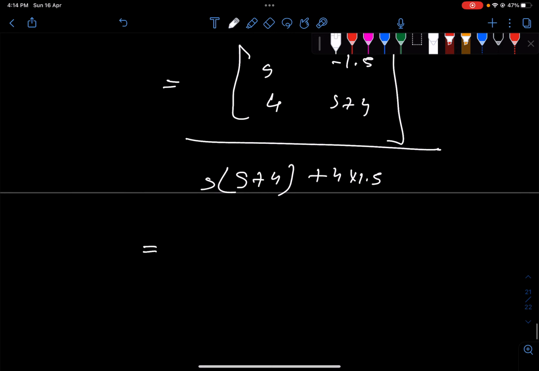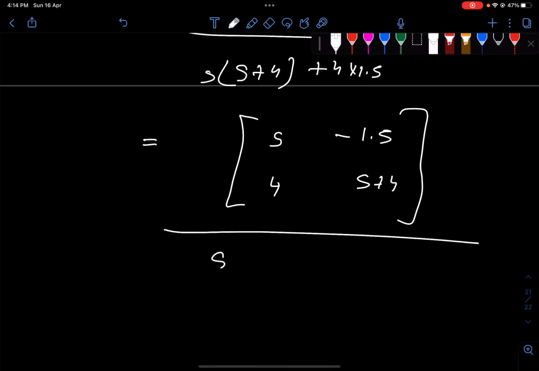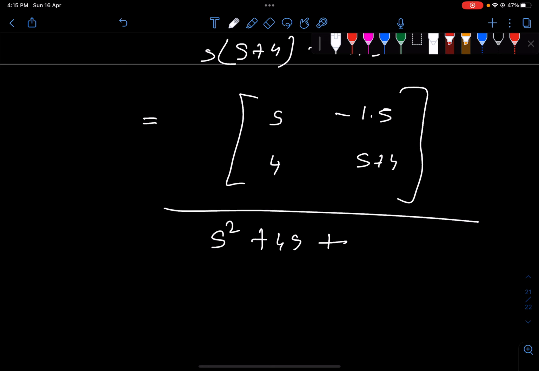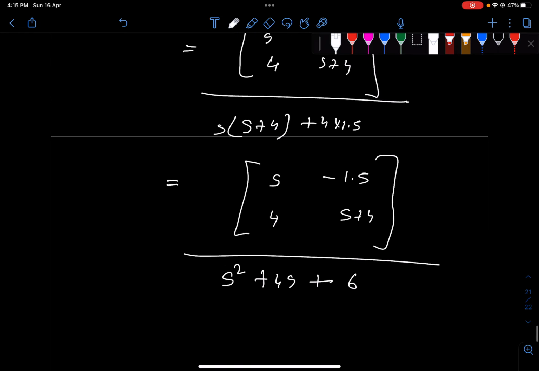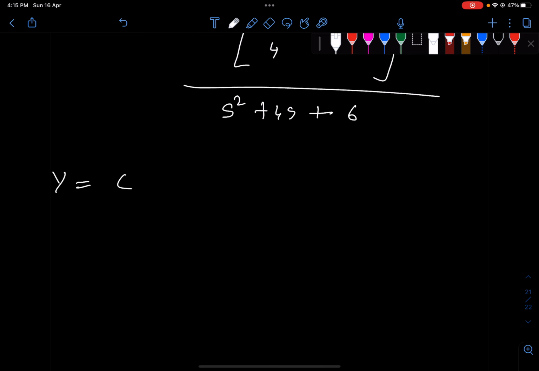So what is this one? That is just (s − 1.5, 4) times s plus 4, divided by s squared. What is that? s squared plus 4s plus 1.5 into 4, what? 6. So this is our equation, right? That is the inverse. And y is equal to C times (sI − A) inverse times B.